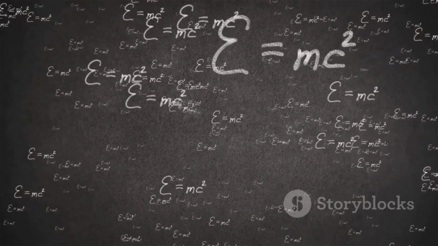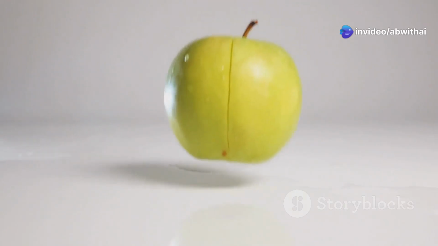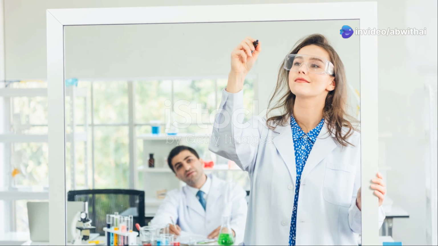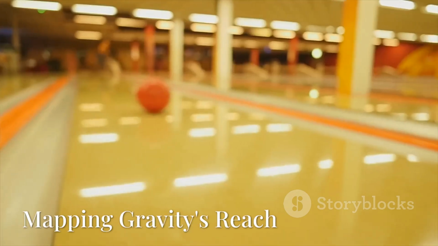Newton's law of universal gravitation was a groundbreaking discovery. It provided a mathematical framework to explain the motion of celestial objects, from the falling apple to the orbits of planets. It was a testament to the power of human ingenuity to decipher the laws of nature.